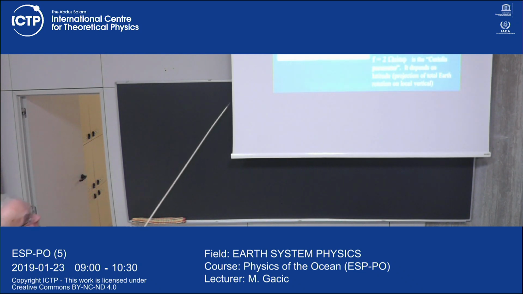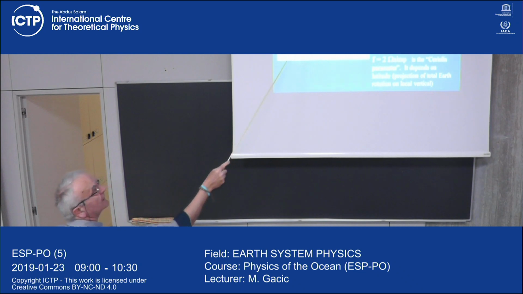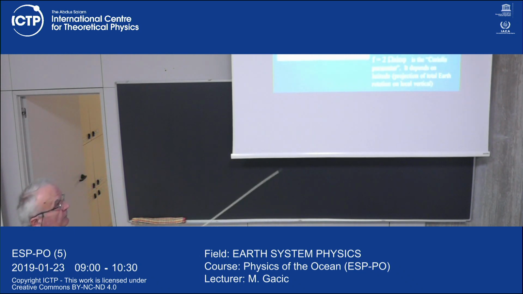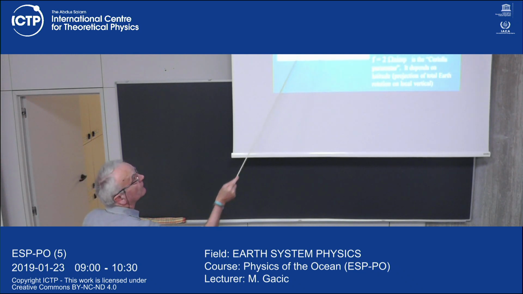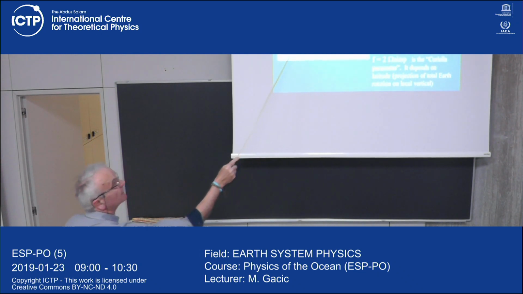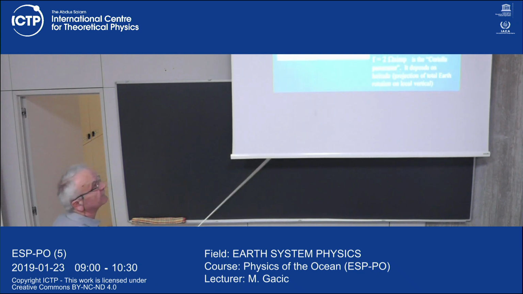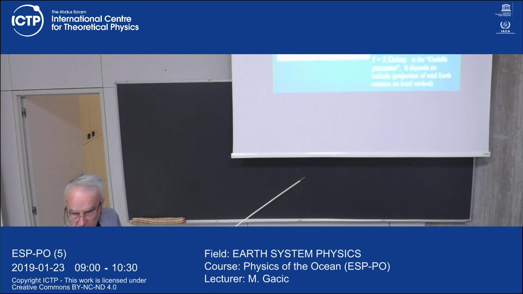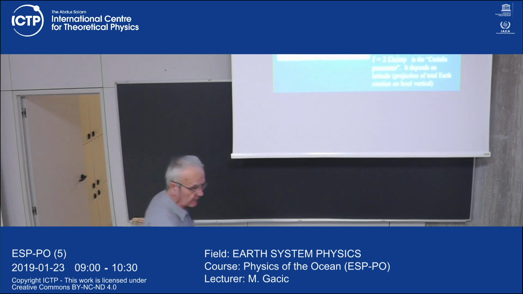So this is how the Coriolis deflection really looks if you threw the ball from the pole, the northern or southern pole. It is deflected to the right or to the left, depending on whether you are in the northern or southern hemisphere. And this has to be explained or related by the Coriolis force.